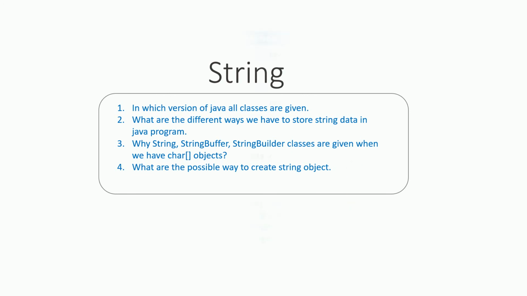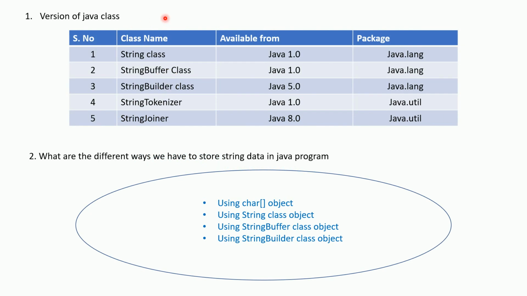If you see the version of Java classes, here first it is telling the String class is available from Java 1.0. The package name is java.lang. If you talk about the second point, the StringBuffer class is also available from Java 1.0. Its package name is java.lang. If we talk about the third point, the StringBuilder class is available from Java 5.0 and the package name is java.lang. If we talk about the fourth point, StringTokenizer, it's available from 1.0.